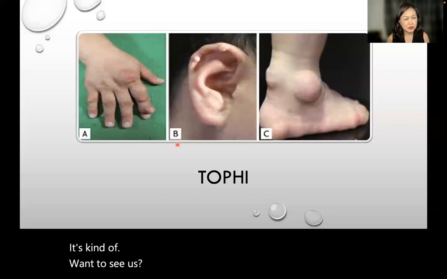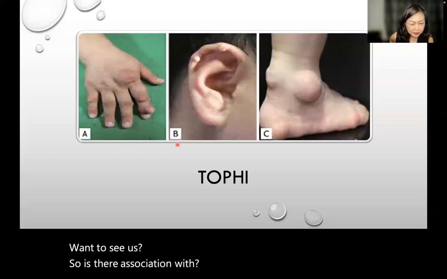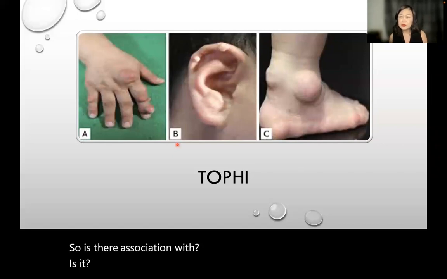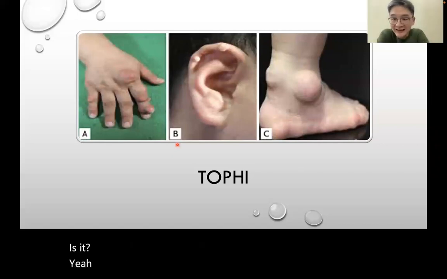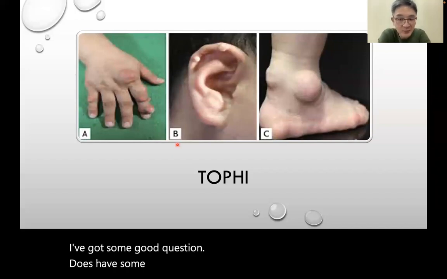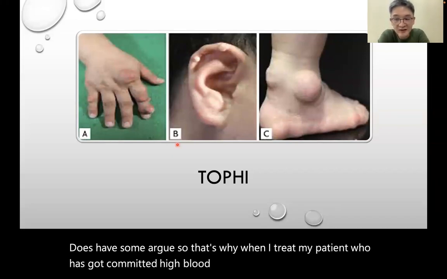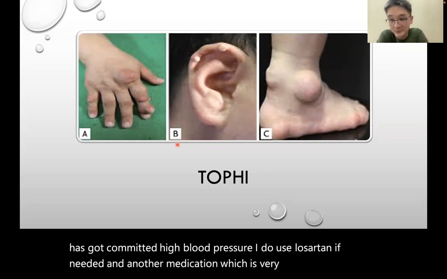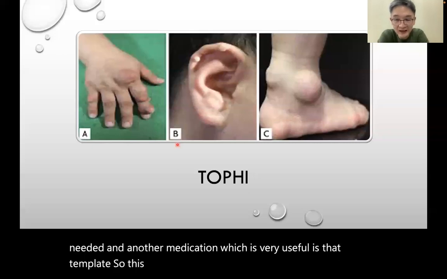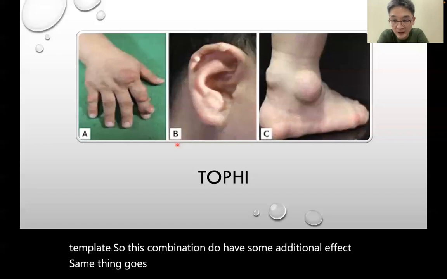So is there an association with losartan as an antihypertensive for patient with gout? Yeah, losartan, good question. Losartan at a dose of 50 milligram does have some mild uricosuric effect. So that's why when I treat my patient who has concomitant high blood pressure, I do use losartan if needed. And another medication which is very useful is amlodipine at 10 milligram. So this combination do have some additional uricosuric effect. Same thing goes to Lipanthyl, the so-called fenofibrate. They do have some mild uricosuric effect as well.